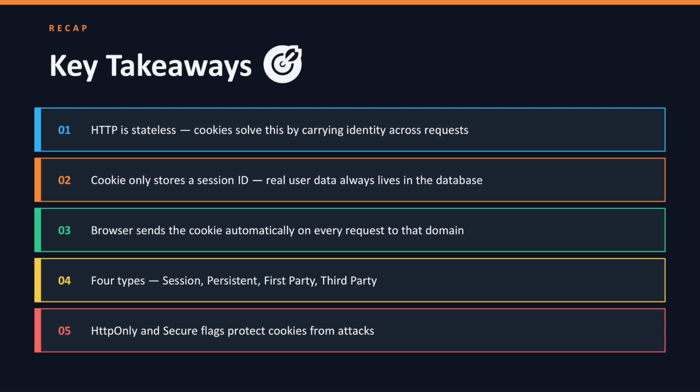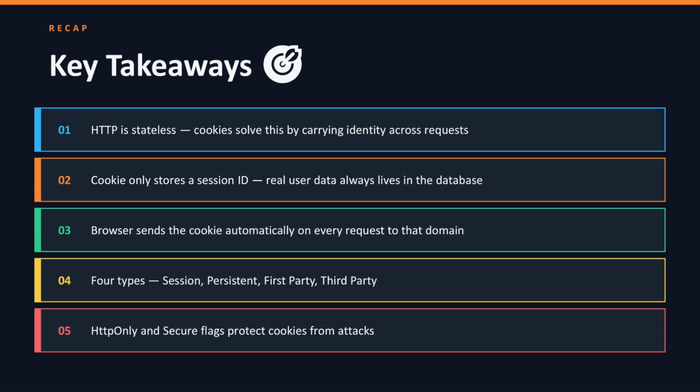3. The browser sends the cookie automatically on every request to that domain. You do not have to do anything as a user or developer. 4. There are 4 types: session cookies are temporary, persistent cookies survive browser close, first party cookies are set by the site you are on, third party cookies are set by the advertisers and are being phased out.